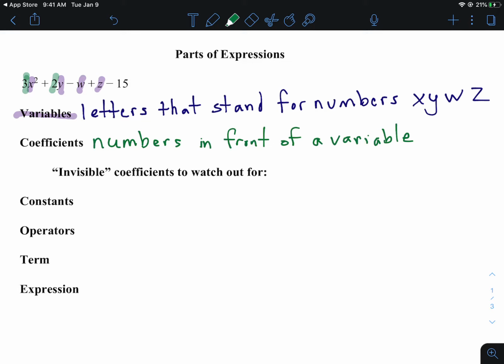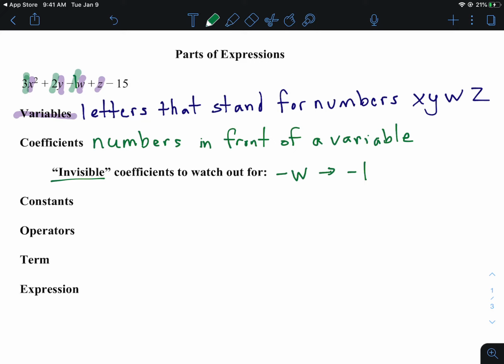There doesn't appear to be anything in front of that w, so that's one of the invisible coefficients to watch out for. Negative w has a coefficient of -1. Call that kind of an invisible one. We could write it in if we want. That would be the coefficient on the w.